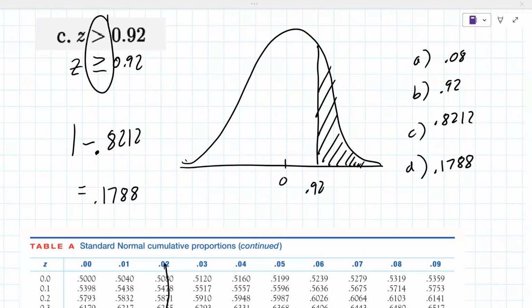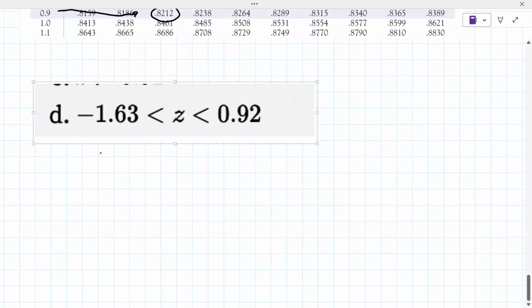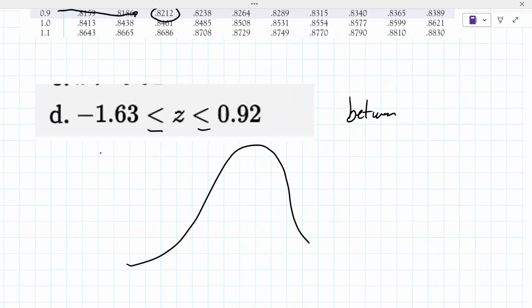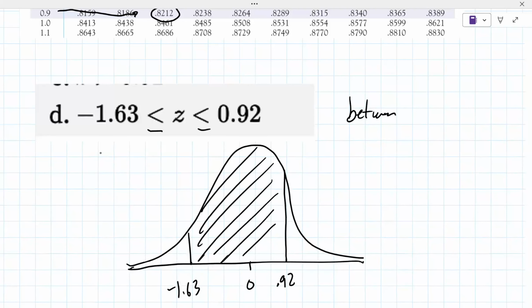All right, part B is a between. And again, it doesn't matter if these symbols are there or not, it's the same setup. So you draw the normal curve yet again. And zero, so there's 0.92. There's minus 1.63, and we want the area between.